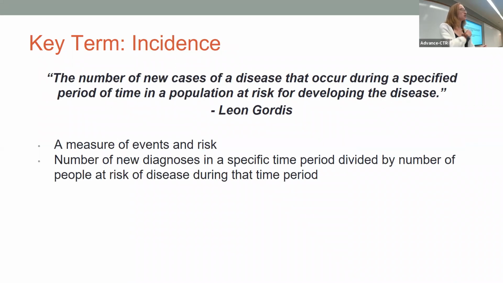The last term that I want you to know is incidence. This is defined as the number of new cases of a disease that occur during a specified period of time in a population at risk for developing the disease. So instead of just looking at one point in time who does or does not have the disease, we're looking at over some specified period of time how many people have developed this disease. So we can think of this as more of a measure of events that are happening and risk of developing a disease. And similarly to prevalence, this is the number of new diagnoses in that time period divided by the number at risk of a new diagnosis during that time period.